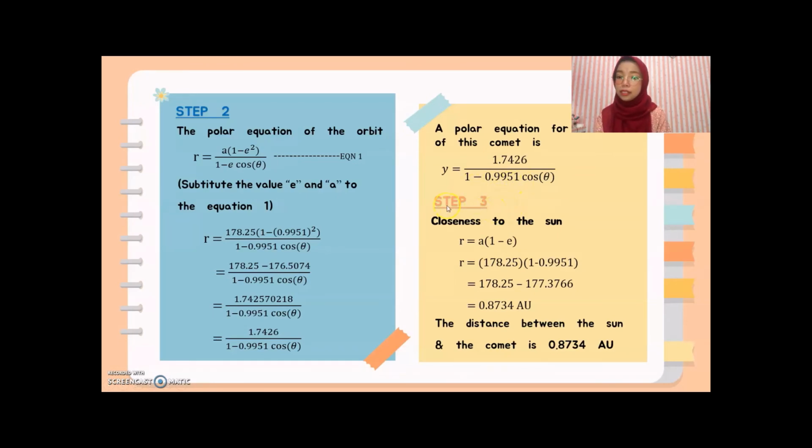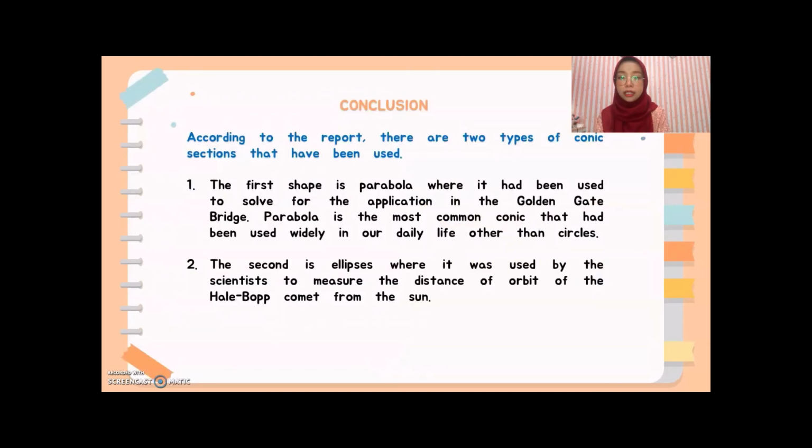So the next step is step 3, closeness to the Sun. We need to find the closeness to the Sun. The formula is r equals a times (1 minus e). So we calculate that we got 0.8734. So we can conclude that the distance between the Sun and the comet is 0.8734. So the next is the conclusion.